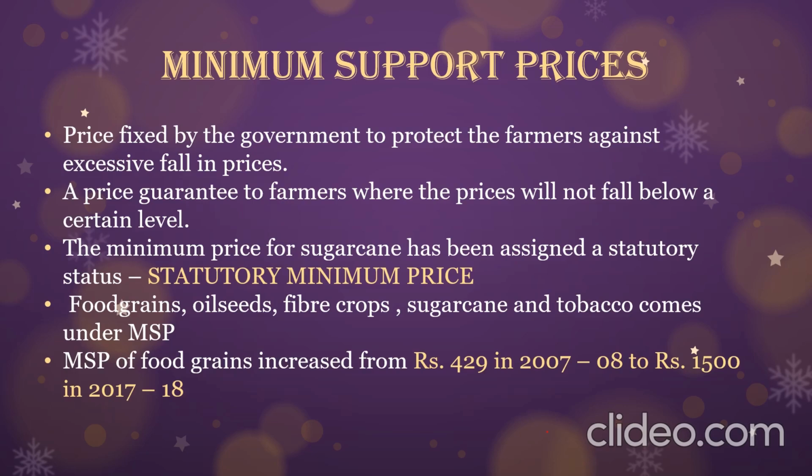2017-2018. We can also see the minimum support price given to the various agricultural commodities in the year 2021-22: rupees 1940 per quintal for paddy, rupees 1870 per quintal for maize, rupees 5726 per quintal for cotton, and rupees 290 per quintal for sugarcane.